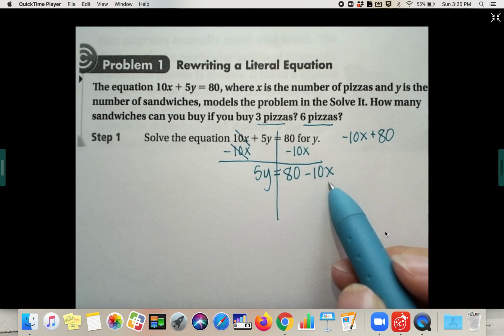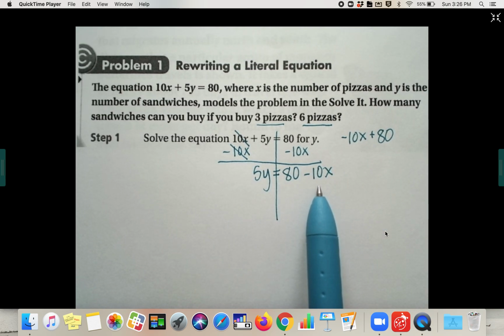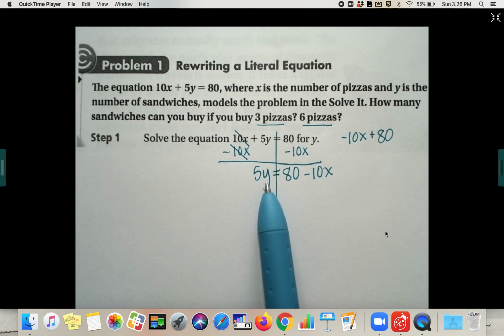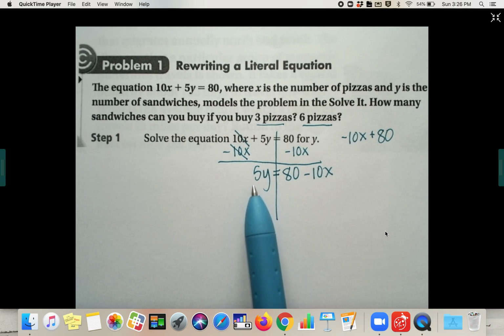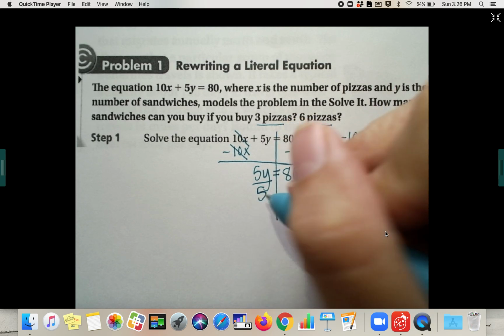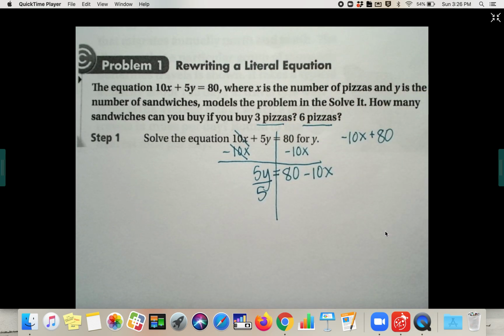All right, let's take a look at what we have here. 5y equals 80 minus 10x. We've almost got y by itself. The only thing left to do is look at y and determine what's happening to it. So right now, y is being multiplied by 5. It's squished together, and so that operation is multiply. So we are going to divide by 5 to get y totally by itself.